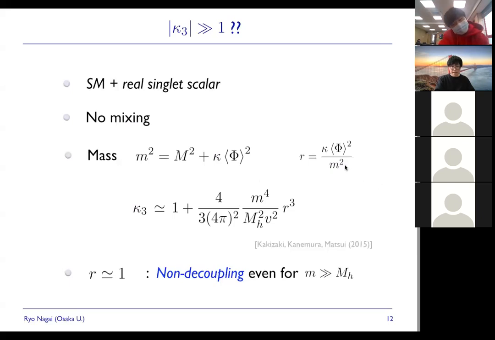And in this case, this parameter R controls the non-decouplingness of the new particle. So if we take R to be order one, the new physics effect becomes non-decoupling. On the other hand, if we take R to be zero, this contribution becomes decoupling.